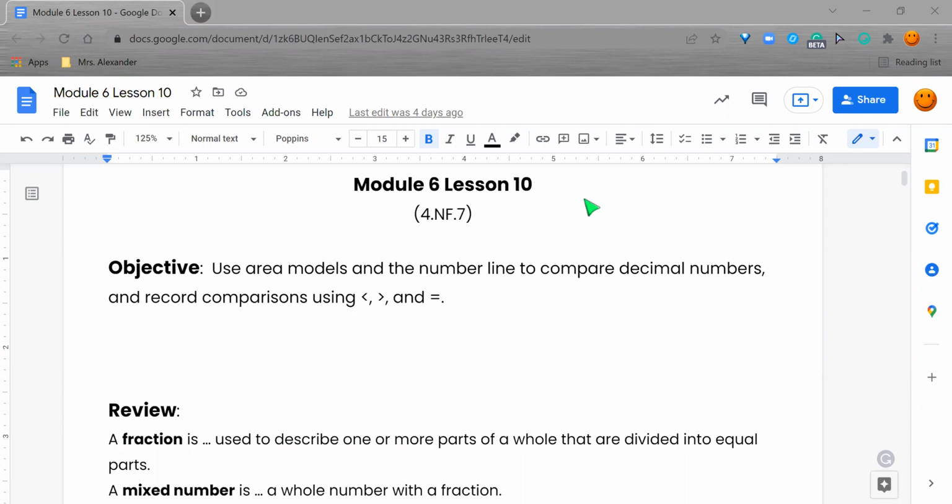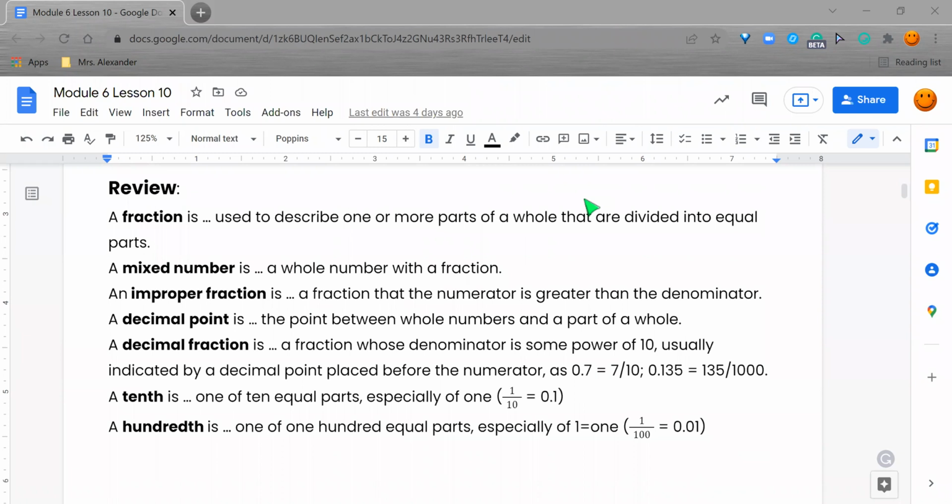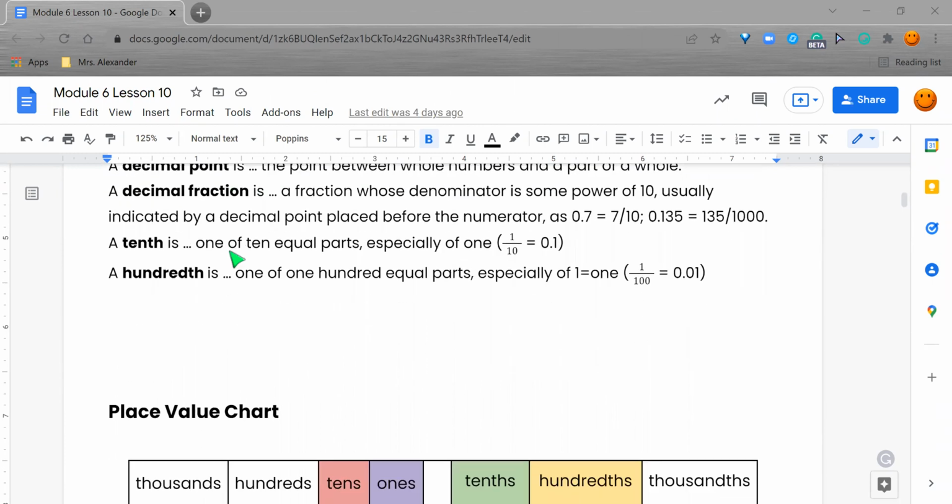Our objective today is to use area models and number lines to compare decimal numbers and record comparisons using greater than, less than, and equal to. So we're reviewing our words, and they have not changed. We're still dealing with fractions, mixed numbers, improper fractions, the decimal point, decimal fraction, tenth, and hundredths. So if you need to, go ahead and pause the video so you can review the vocabulary words and the definitions. And if not, come along with me.